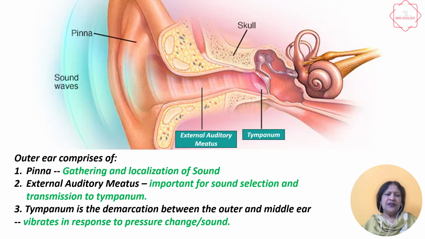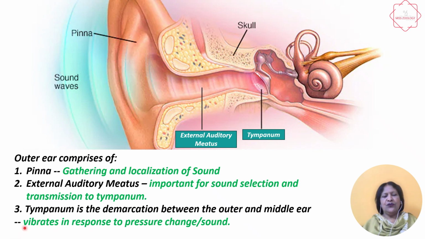Now, summing up the outer ear, we have the pinna which helps in gathering and localization of sound. Then we have the external auditory meatus that is important for sound selection and transmission of these vibrations to the tympanum. And then finally we have the tympanum or the tympanic membrane, which is a thin stretched membrane, highly elastic, that serves as demarcation between the outer and the middle ear.